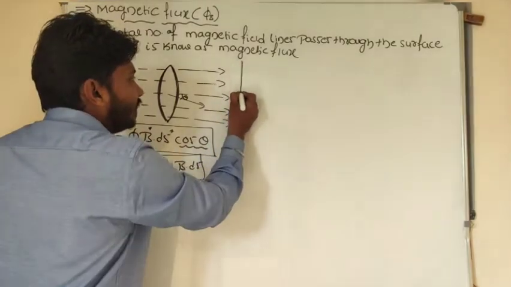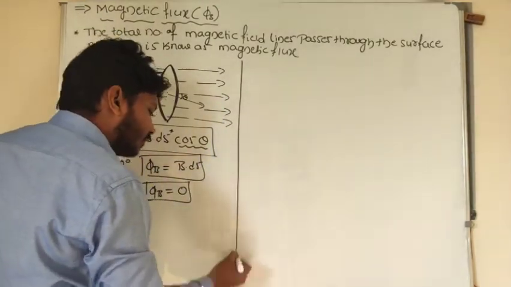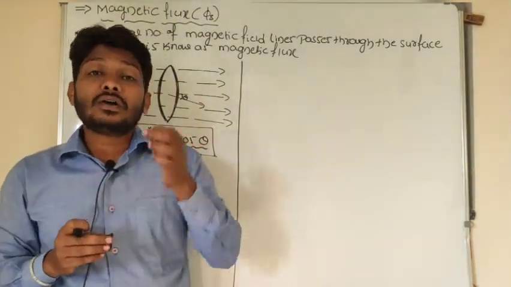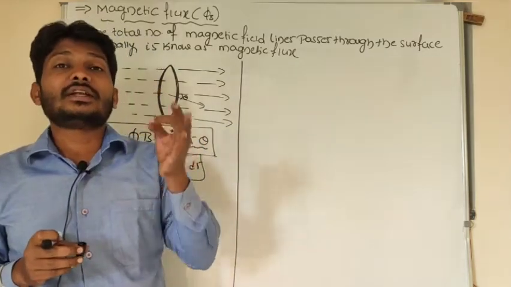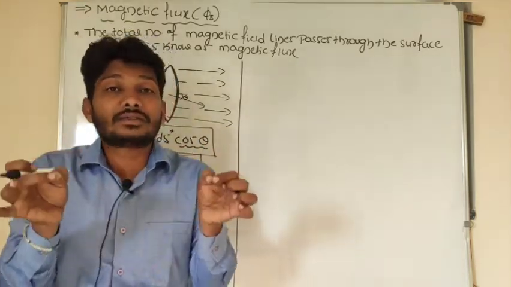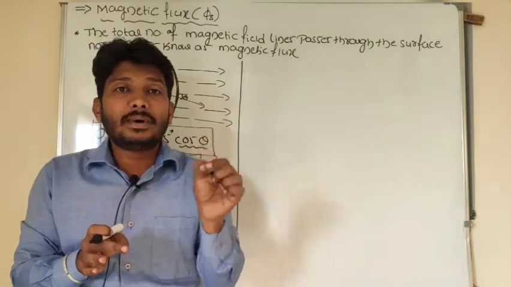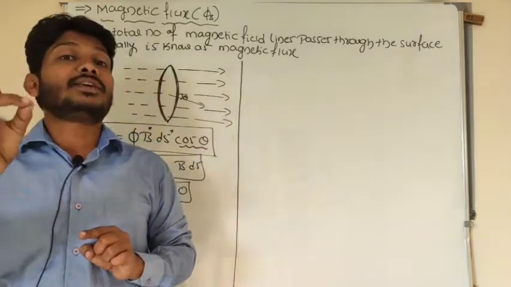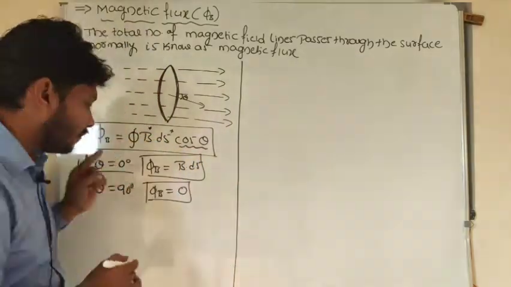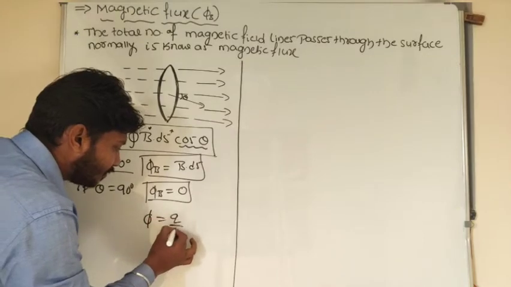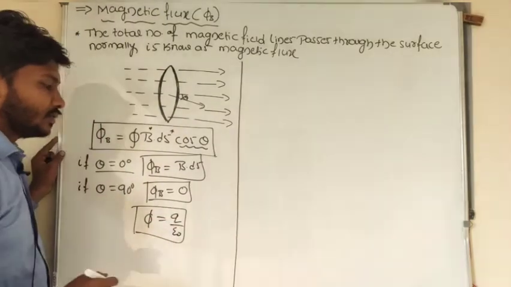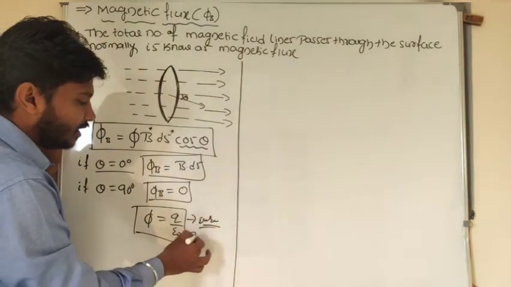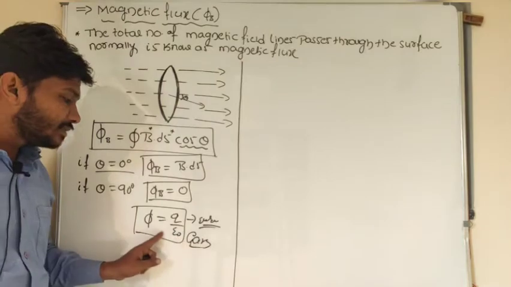Now, in case of electric charge and field, we got Gauss law in case of electrostatics, right? In Gauss law in electrostatics, we consider the total number of electric field lines passing through the surface, which is equal to 1 by epsilon naught times the total charge enclosed by it. We can consider phi is equal to Q by epsilon naught. So this is about electric flux, and about electric flux we got Gauss law in electrostatics.